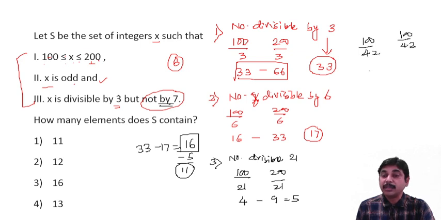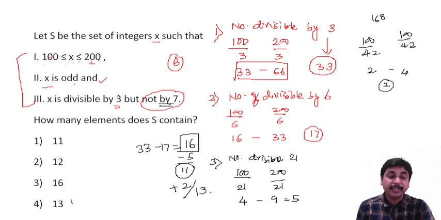So just find this. 42 twos are 84 and 42 fours are, this is 168. So there are two numbers which are divisible by 42. We have to add this to 11. So your complete answer is 13. Complete answer is 13, my dear friend.